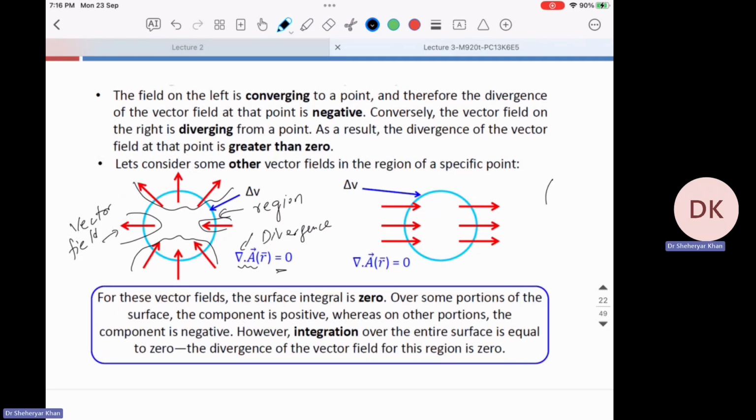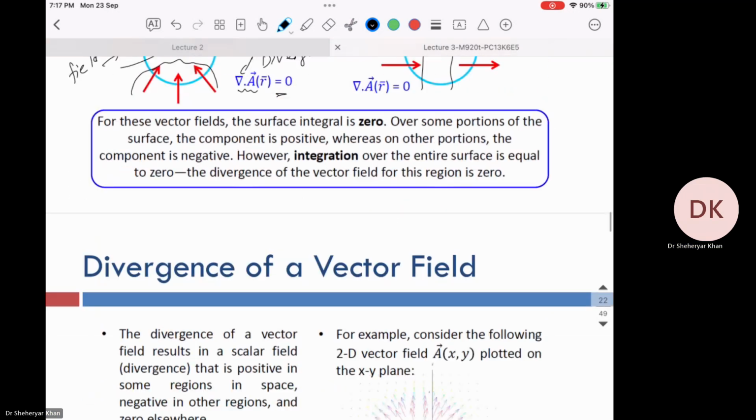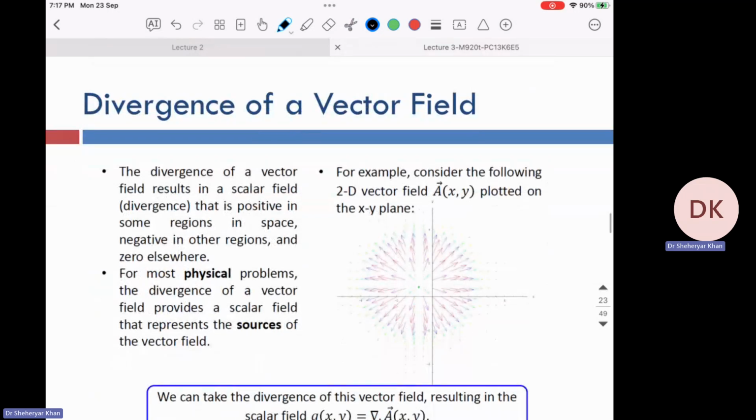As you can see, in all these above examples, the surface integral is zero. I'm going to discuss this. Over some portion of the surface, the component is positive, whereas on the other portion, the component is negative. You see, this one is entering and this one is leaving, so at one position it's positive, at another position it's negative, but the overall sum is zero because the entering and leaving are the same. That's the purpose of the divergence.